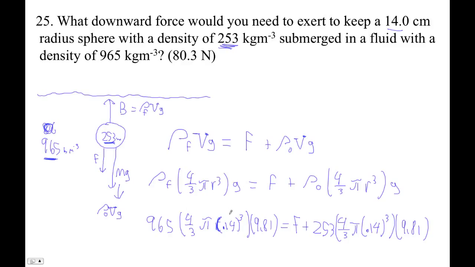Thank you very much. So 965 minus 253 times 4 divided by 3 times pi times 0.14 to the third times 9.81. Boom, 80.28. Ta-da!